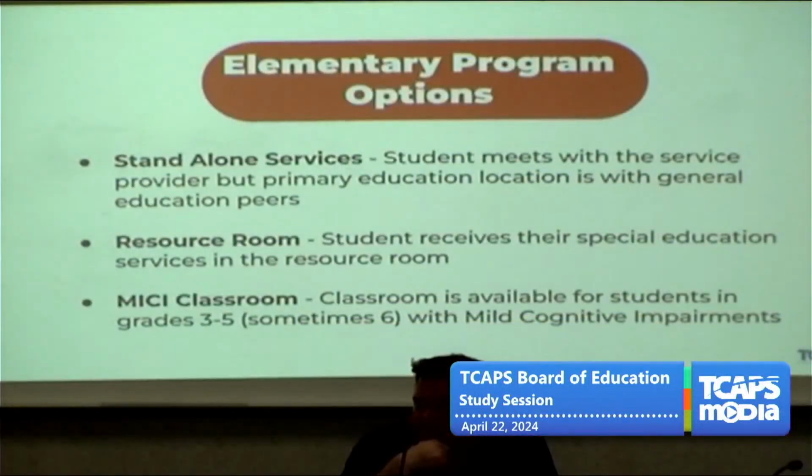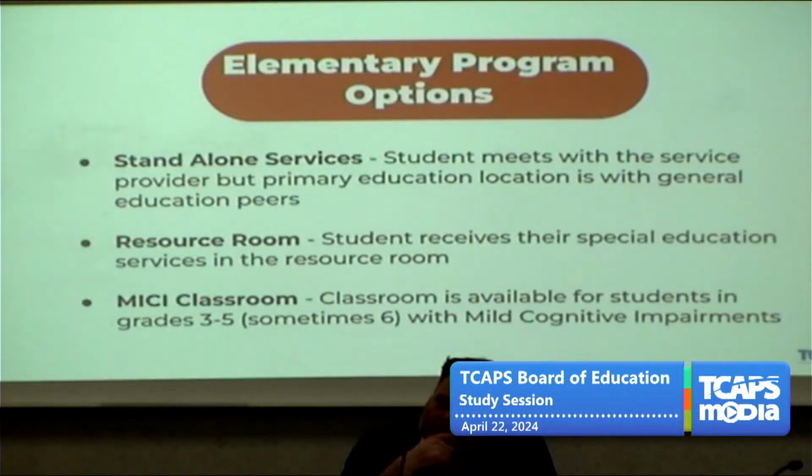So the first program that students could qualify for would be standalone services. And again, those are services like just a student who might need speech and language or occupational therapy. They don't need necessarily the academic support, it's just those other supports that they need. Then we go into resource room, and that's where the academics is playing a part.